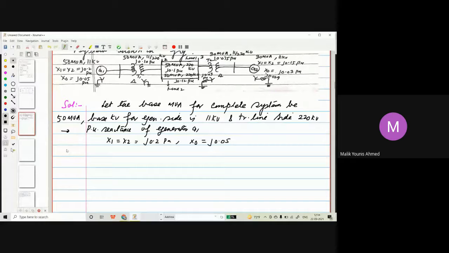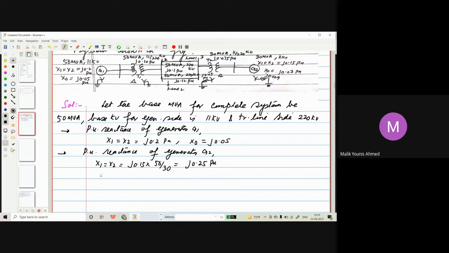Per unit reactance of generator G2. For G2, it is different now. See, per unit is 0.15 and we have 30 MVA. So X1 will be equal to X2 will be equal to j0.15 multiplied by SB new, that is 50, divided by SB old, that is 30. So that value is coming out to be j0.25 per unit.